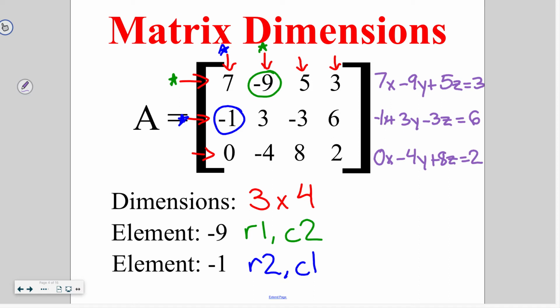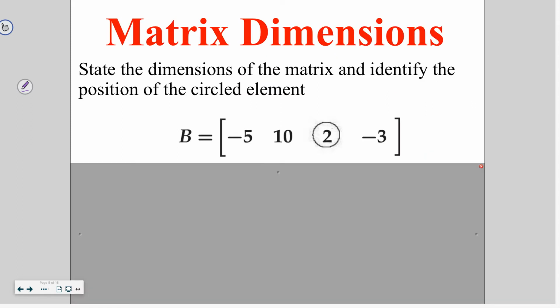So this is going to help you in high school when you start to get into these more complex systems of equations, but we're introducing it right now so that you are familiar with it and able to use it when you need to. So go ahead and state the dimensions of this matrix and then identify the position of this circled element right here.